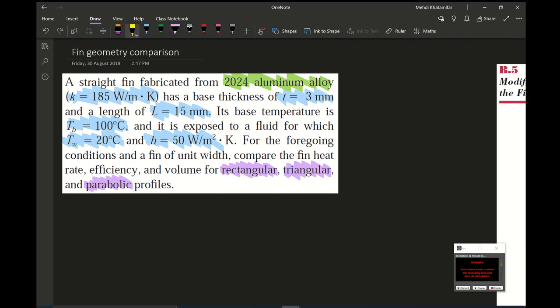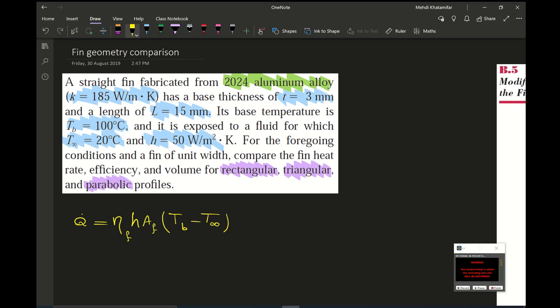So first of all, let me write the heat transfer rate, which is going to be fin efficiency times h times area of fin. Here we are talking about one fin, and the temperature difference, which is base temperature minus T infinity.